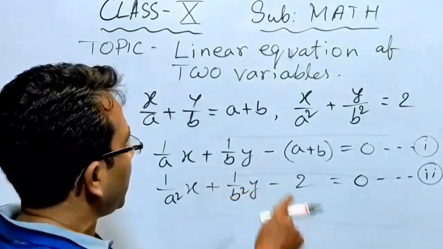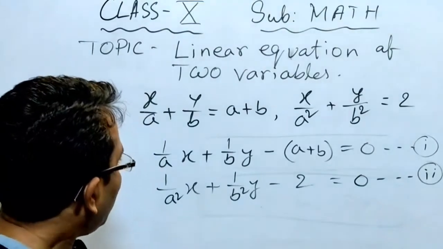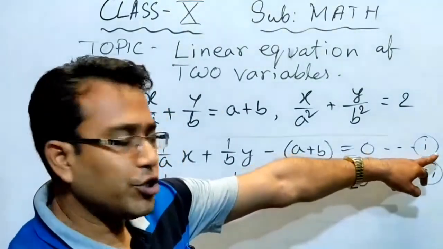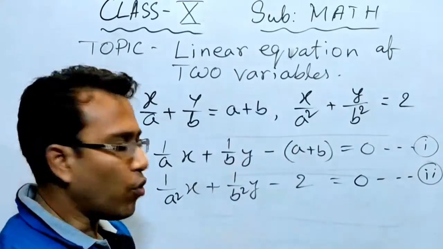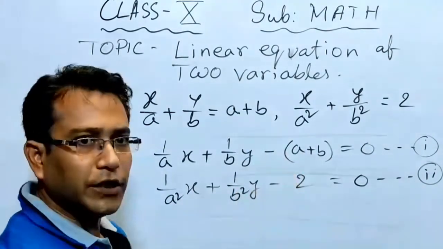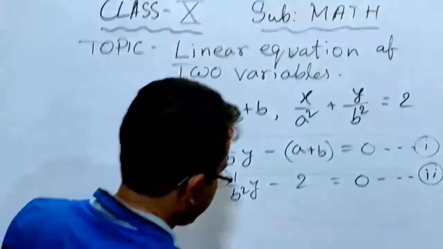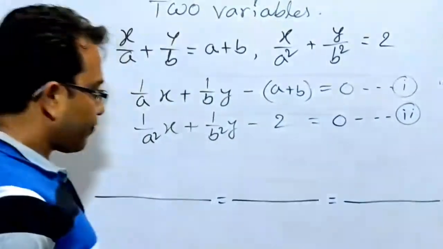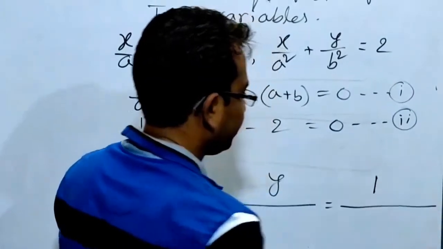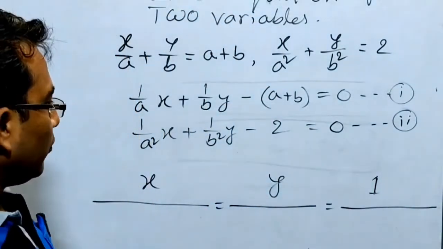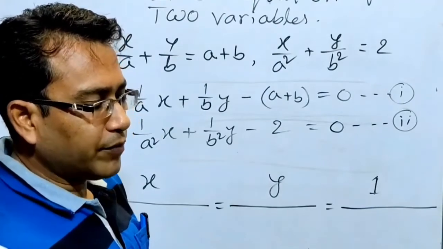I have converted both the equations into the original format of ax plus by plus c. Now, this is equation number 1 and this is equation number 2. So these are a1, b1 and c1, and a2, b2 and c2. So first, to solve this, simple: here x, here y, here 1. Now we shall put the values.